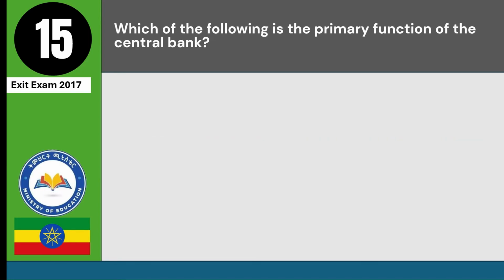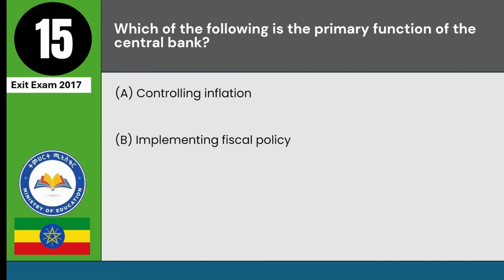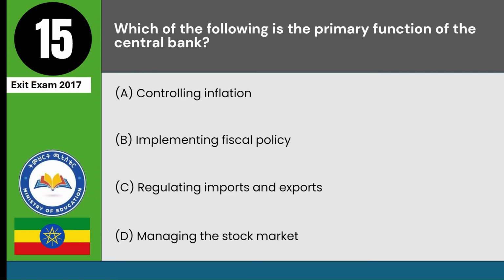investment. Which of the following is the primary function of the central bank? A. Controlling inflation. B. Implementing fiscal policy. C. Regulating imports and exports. D. Managing the stock market. Answer: A.